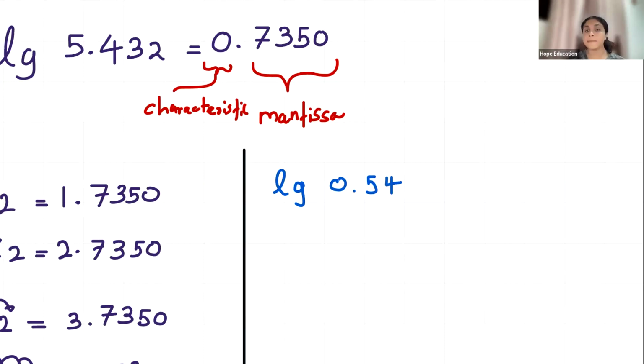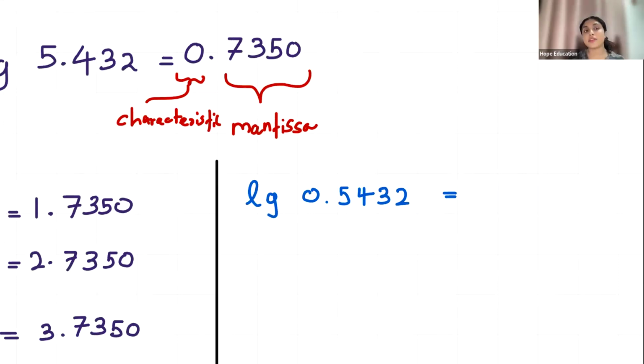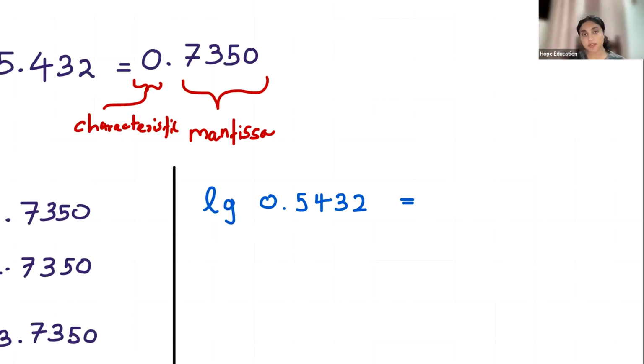Again, if we take the number set, it's still 5432. So I read 5432 from the log table and I get the same mantissa, 0.7350. But the characteristic changes.